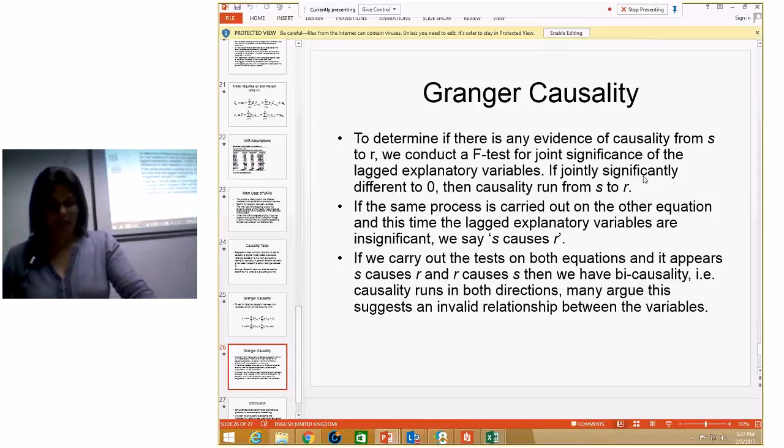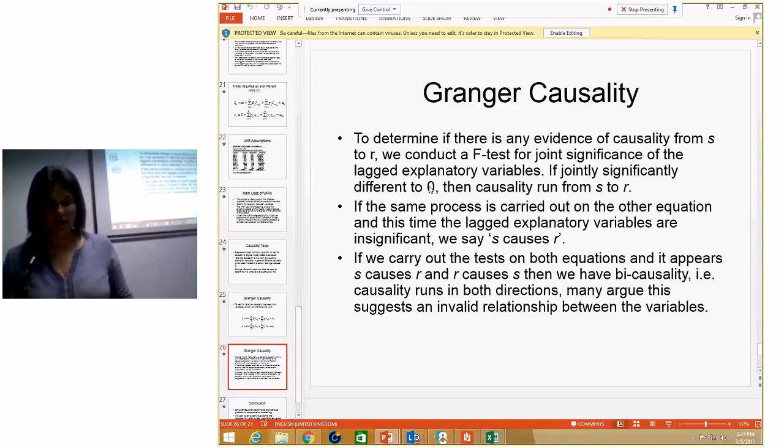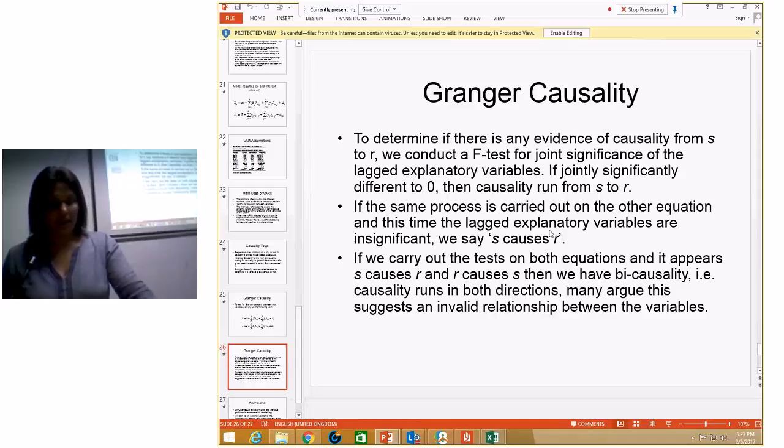If jointly significantly different from zero, then causality runs from S to R. That means, are there any evidence of causality from S to R? We conduct an F test. It is the joint significance of the lagged explanatory variables. If jointly significantly different from zero, then causality runs from S to R. The same process is carried out for the other equation also. S causes R.